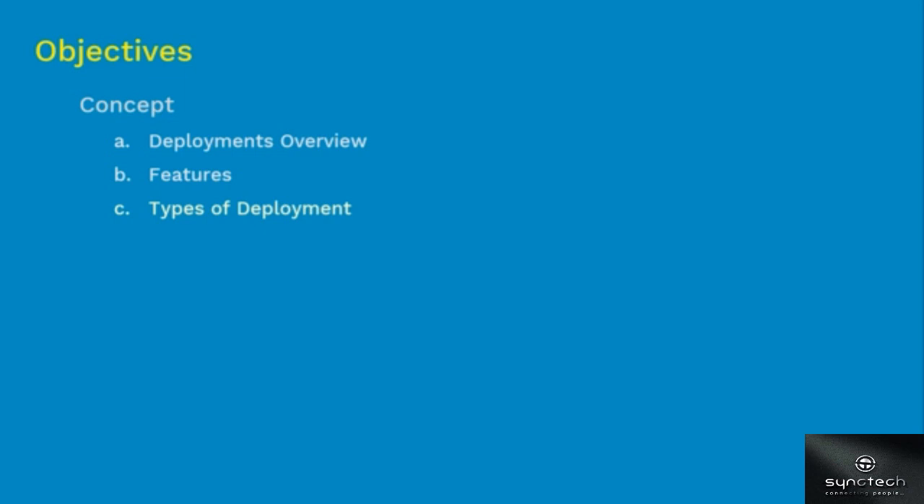In the first section, we'll discuss the concepts around deployments. First, we'll discuss what a deployment is, and how it is related to ReplicaSet and pods. Then, we'll discuss the features of deployment. After that, we'll discuss the different types of deployments. So that's section 1.